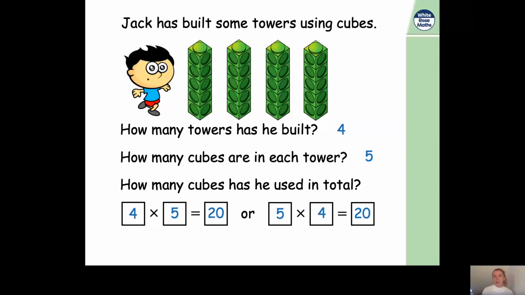Can you see, just from knowing the 2 and the 5 times table, we actually know lots of other times tables, because if it says 5 multiplied by 4, well, we don't know the 4 times table, but if we use commutative law and turn them round, we do know the 5 times table. Okay, would you like to try one on your own now?